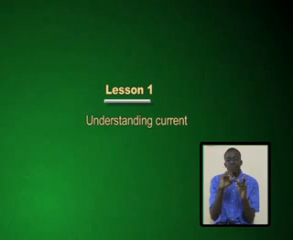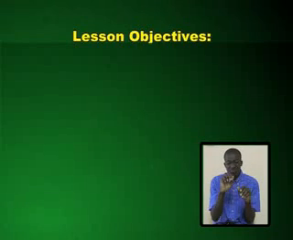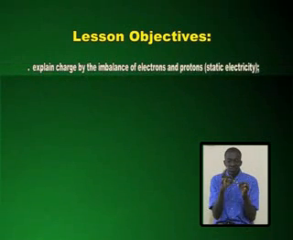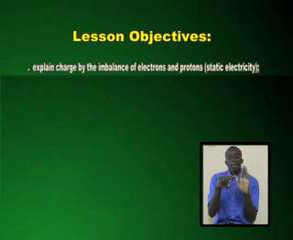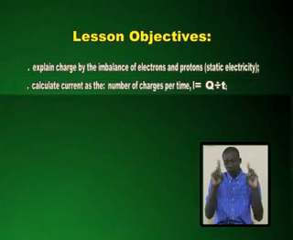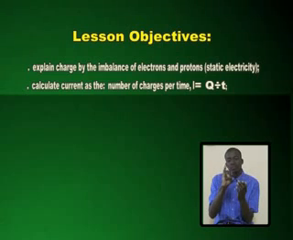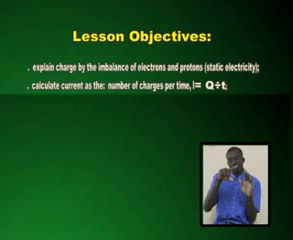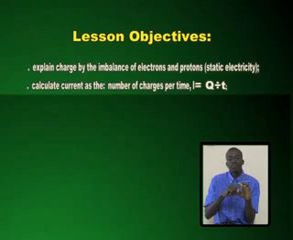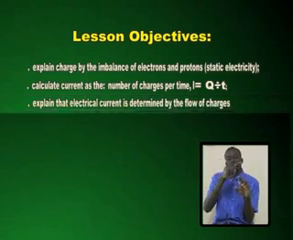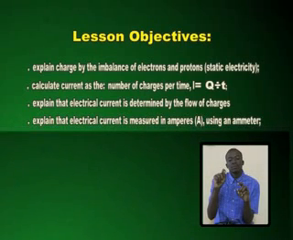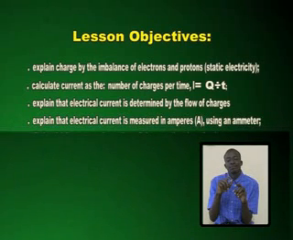After watching this lesson, learners should be able to explain charge by the imbalance of electrons and protons, known as static electricity. Calculate current as a number of charges per time, I equals Q divided by T. Explain that electrical current is determined by the flow of charges and is measured in amperes, symbol A, using an ammeter.